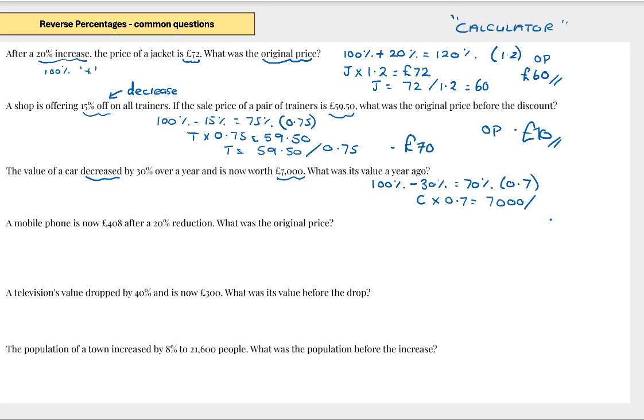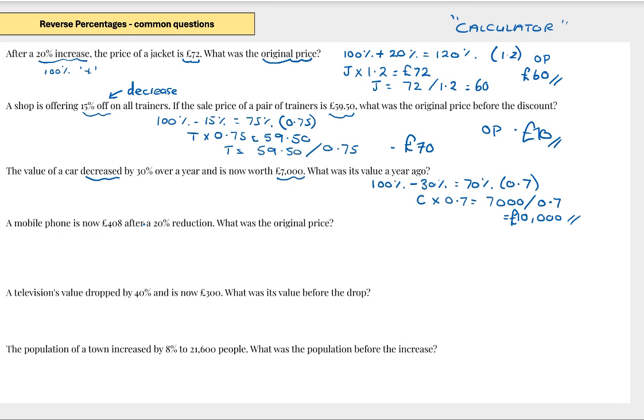Divide that by 0.7. Equals £10,000. So the value a year ago was £10,000. And that just shows how much cars depreciate once you've bought a new car. You'll never sell it for the amount you drove it off the court for.